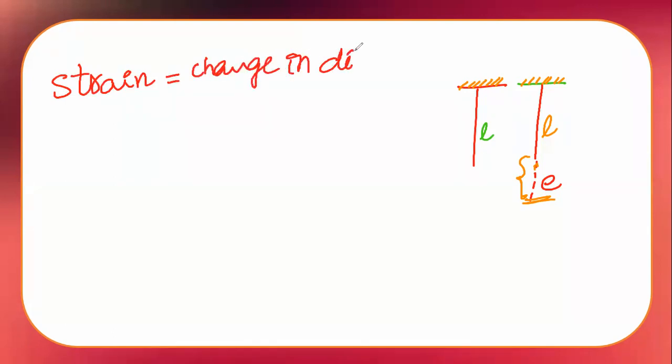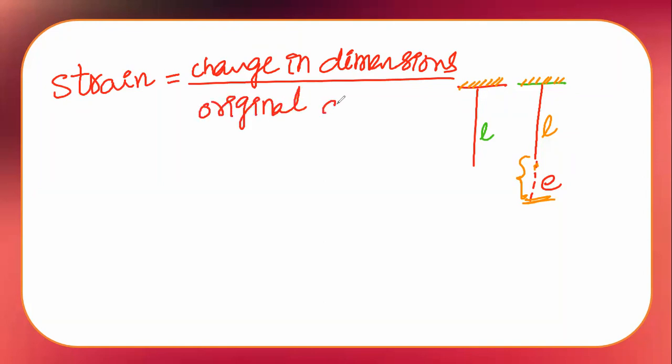Then strain is the ratio of change in dimensions to original dimensions. This is called the strain. If it is along its length, we'll say longitudinal strain.